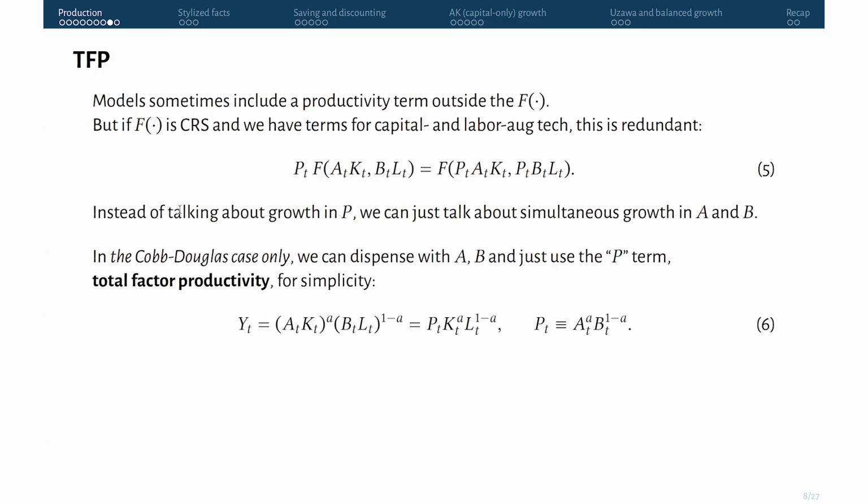In the Cobb-Douglas case, and only in the Cobb-Douglas case, we can dispense with particular factor augmenting technology terms and just use that TFP term for simplicity. So the thing that you can just pull out and that turns into P will be the big A to the little a times big B to the 1 minus little a. And it won't make a difference whether technological development is written down as being labor augmenting or capital augmenting. It's all just the same thing.